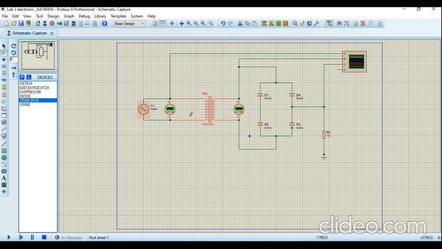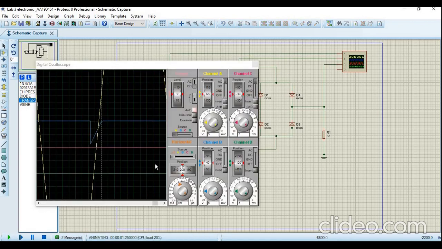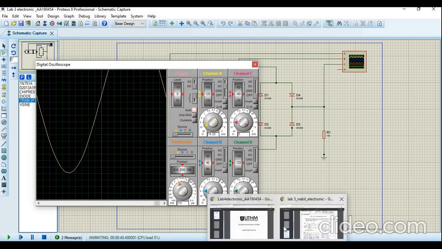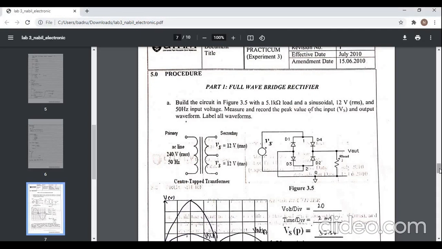Selepas kita siapkan circuit kita run ya. Seperti biasa kita kena channel semua kita off ya. Kita hanya perlukan channel A. Channel A dalam DC. Channel D off. Nanti selepas kita jumpa kita punya nilai nanti, kita boleh masukkan ke dalam soalan nombor 5A.